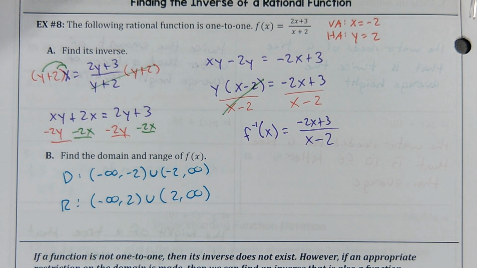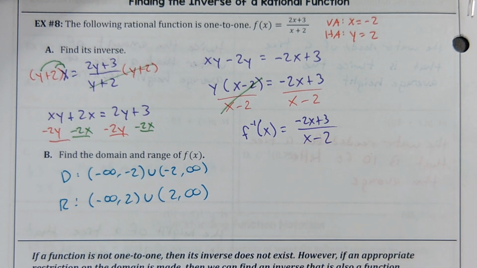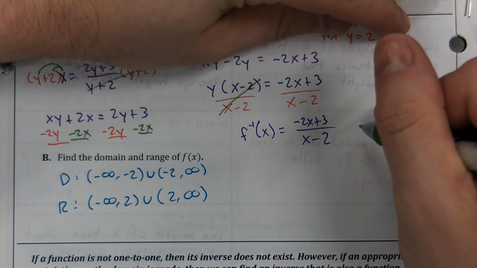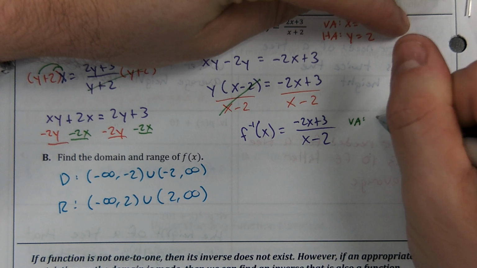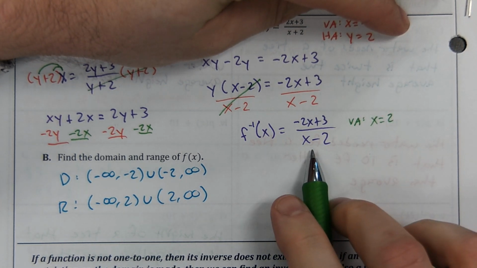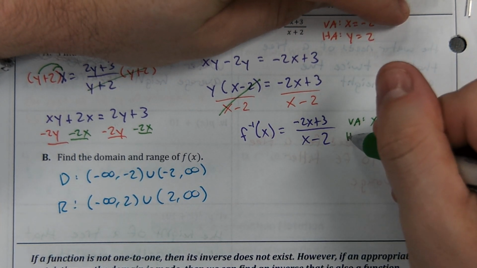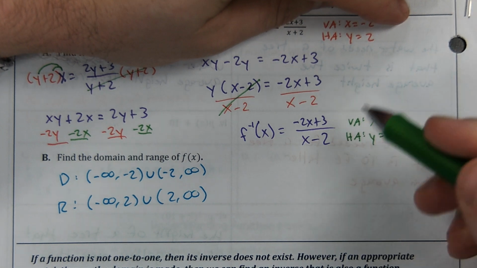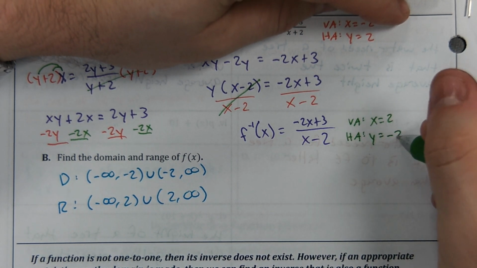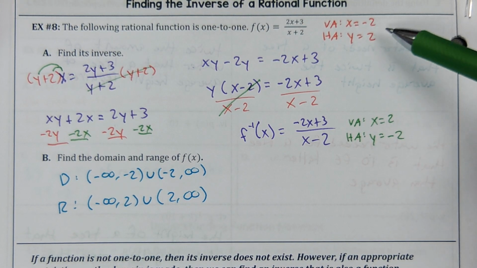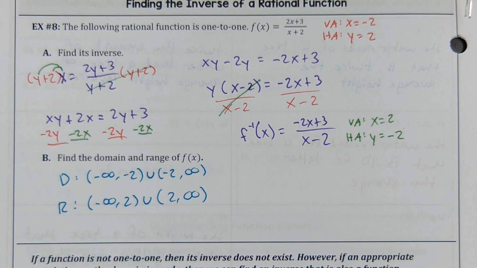And just for funsies, if you come down here, check out what it has. It has a vertical asymptote at x equals 2, because you can't divide by 0. And it has a horizontal asymptote at y equals negative 2 over 1. The vertical and horizontal asymptotes have switched places. Well, of course they have. X and y have switched.